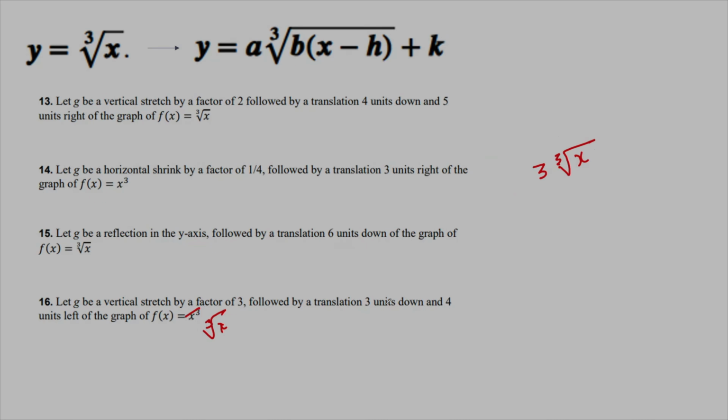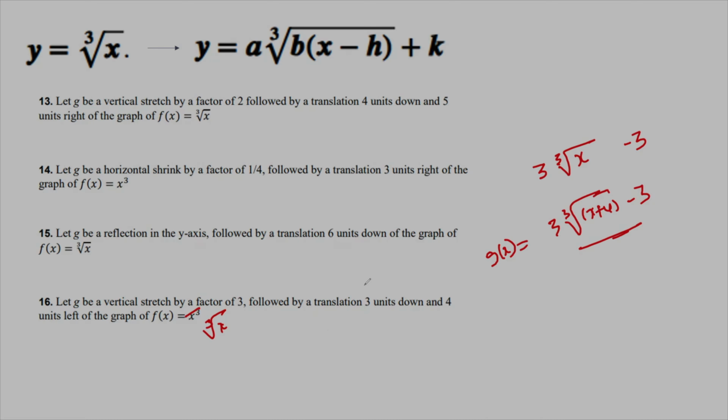Followed by translation of 3 units down. So 3 units down means 3 will be subtracted outside, and 4 units to the left means h will be negative. So it's like x plus 4. That is 4 units to the left. This is my transformed function g of x.